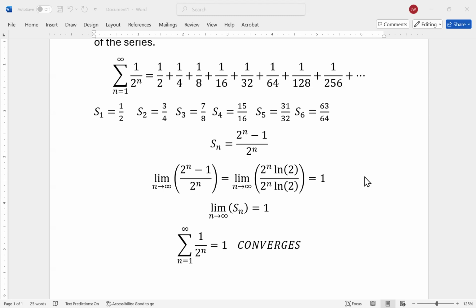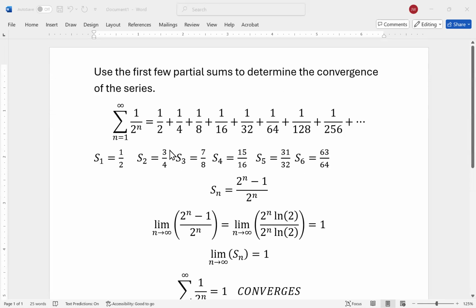Not all infinite series are going to have nice geometric visualizations. In fact, most don't. And a lot of them will have nice partial sums, but again, there will be some that don't either.